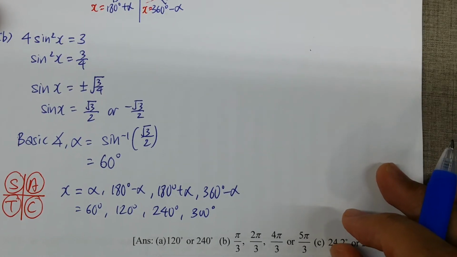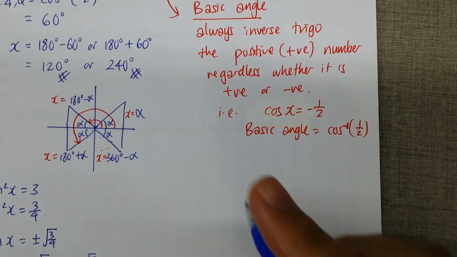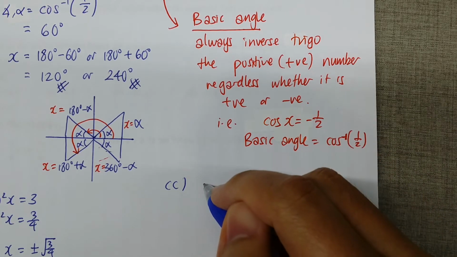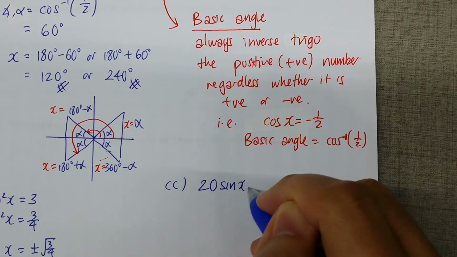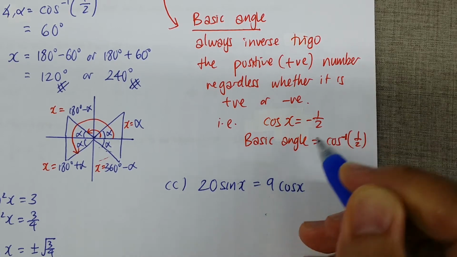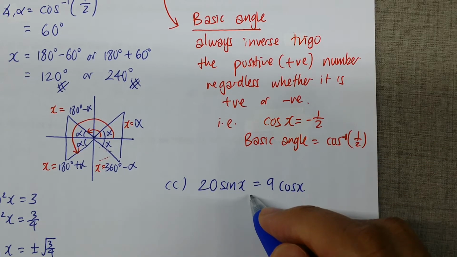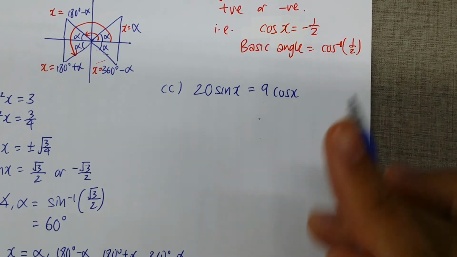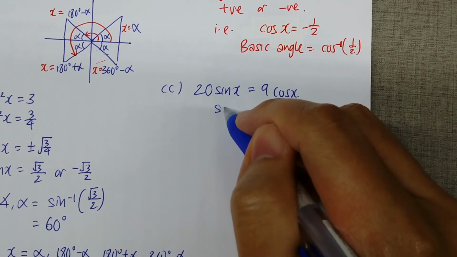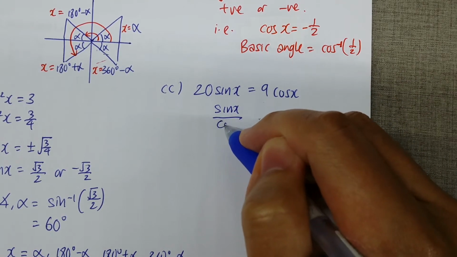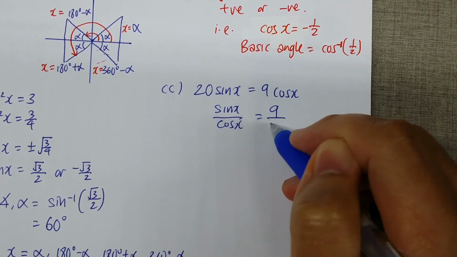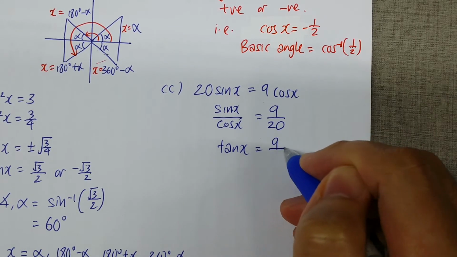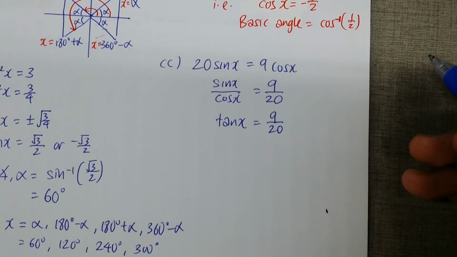I need to move to question part C, because it's about 15 minutes already. So part C, very quickly. Okay, this is more challenging. If you need more time to think, pause the video. If not, I'll do magic. What's the magic? Cosine bring under. Why? Because we can recall that sine over cosine is tangent x. So now we get tangent x equals 9 over 20.